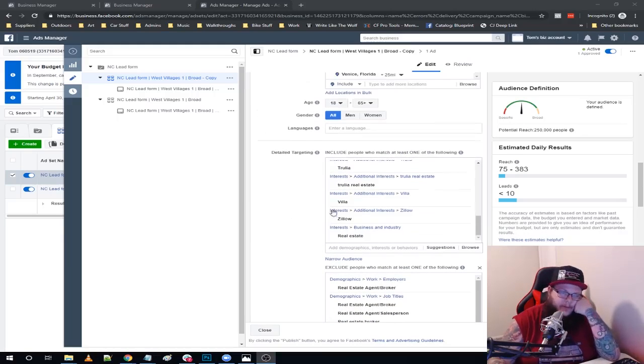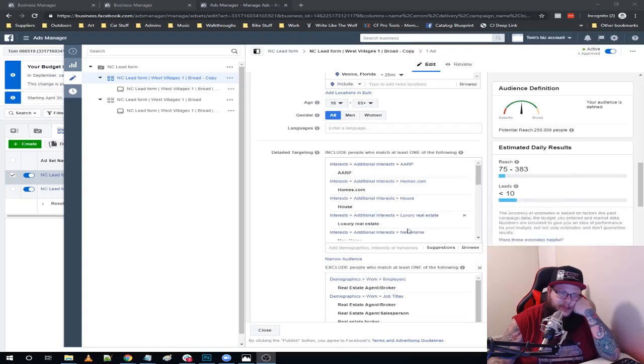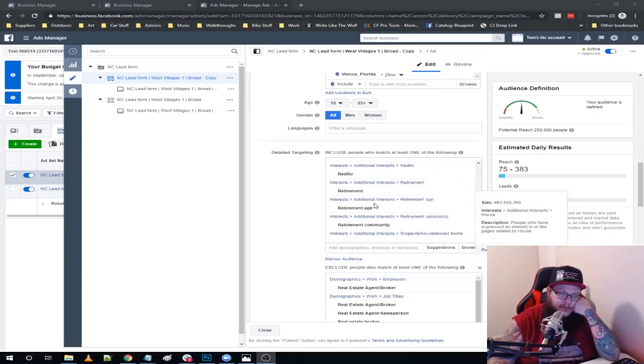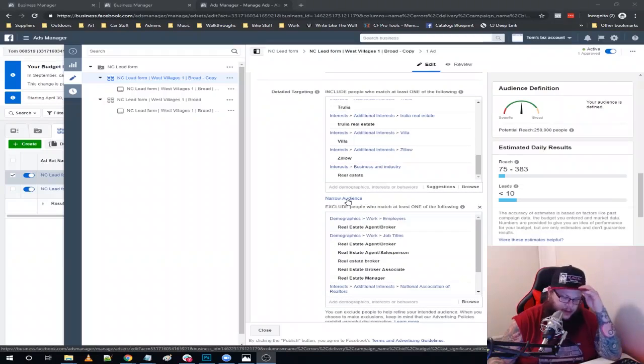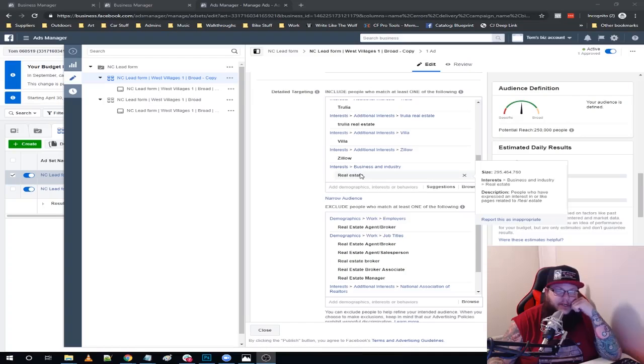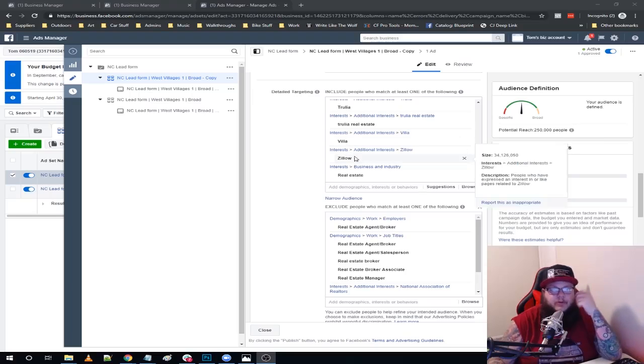But here's the problem: you should be using this for root niches and then narrowing it for sub niches. Now here's what I mean by that. Your root niche would be the big umbrella group that everybody, regardless of their demographic, is going to be in. So these are going to be pages that have 10 million plus likes, follows, etc. Like you can see, real estate here has 295 million. Zillow has 34 million.